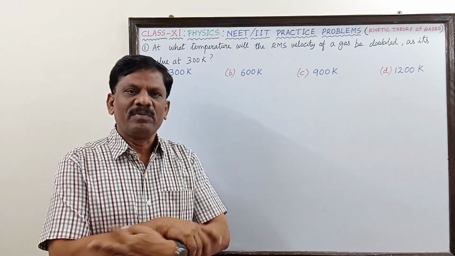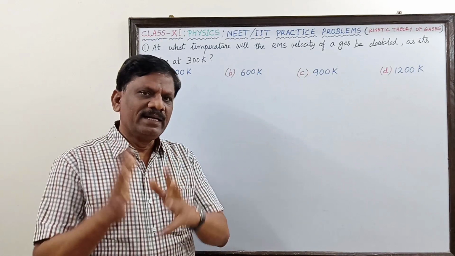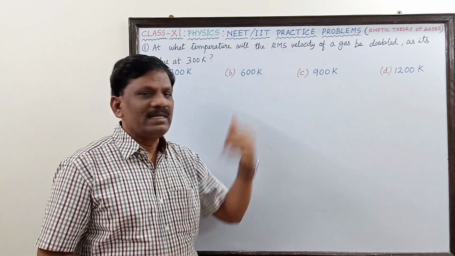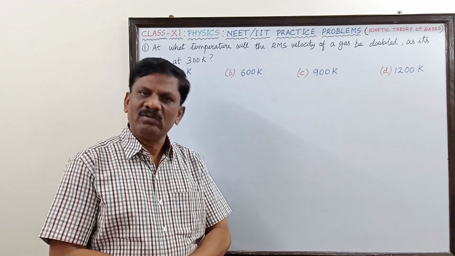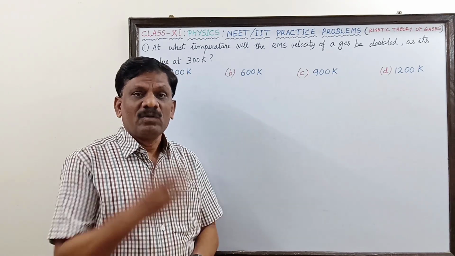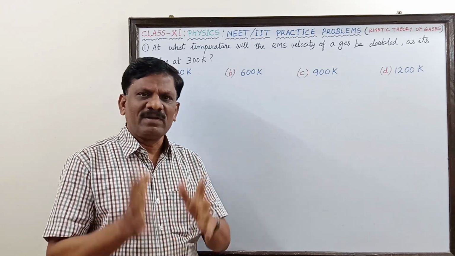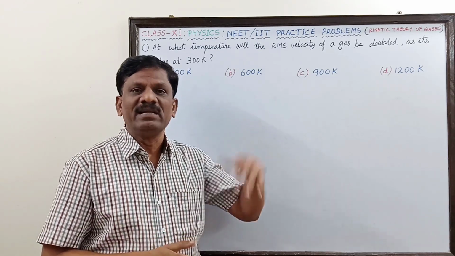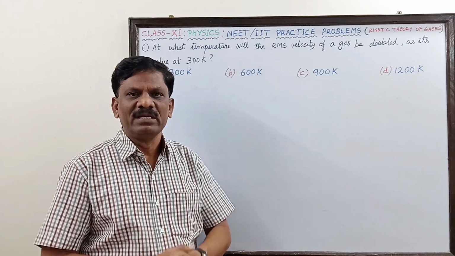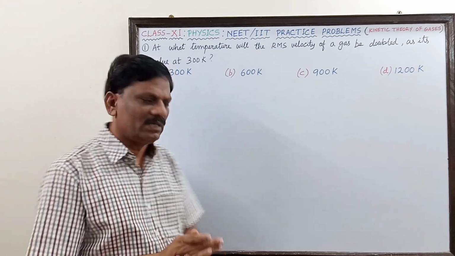So you have to understand the problem. At 300 Kelvin, what is the RMS velocity? We have to find out. At what temperature the RMS velocity gets doubled means certainly it will be at some higher temperature. Okay, that temperature we have to find out.